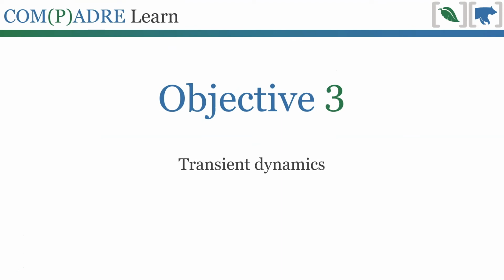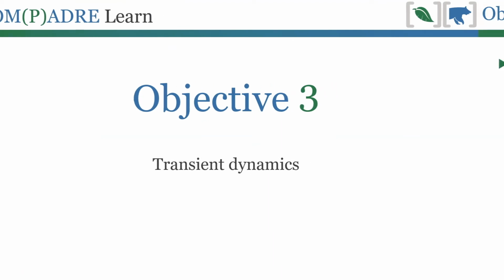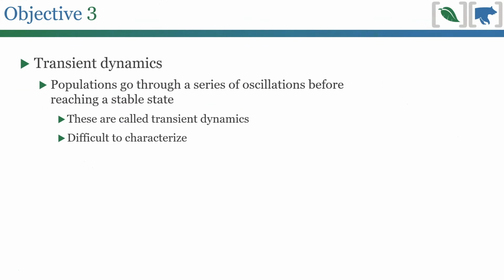Objective 3, Transient Dynamics. Before a population reaches a stable state, it goes through a series of oscillations. It declines and grows at a faster and slower rate than asymptotic growth. These are called transient dynamics. These dynamics are harder to characterize as they are sensitive to the initial demographic distribution.